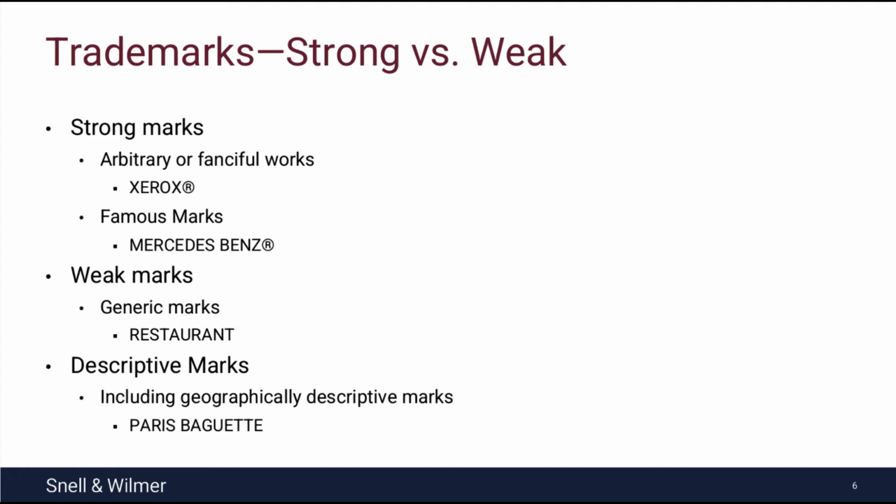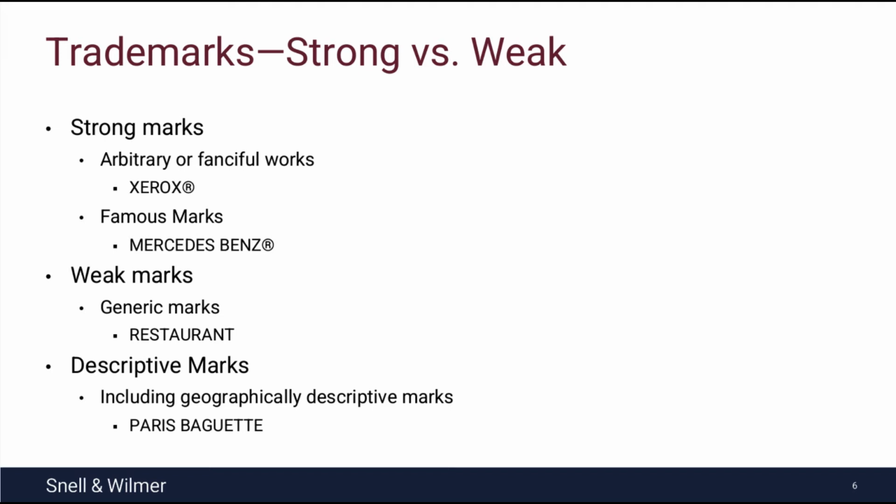So what are strong marks? Strong marks are things that are considered arbitrary or fanciful words, actually. And an example of that is Xerox, for copy machines. These are words basically that have no independent meaning by themselves. They're words, they're phrases, and things like that that are just sort of there, and you can't really tell what they are.